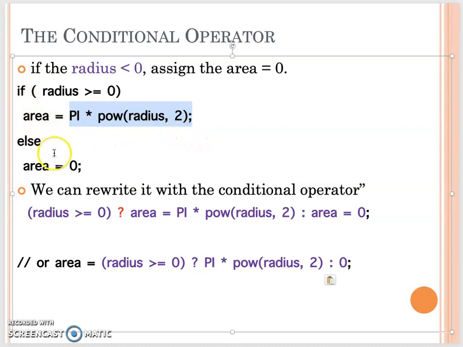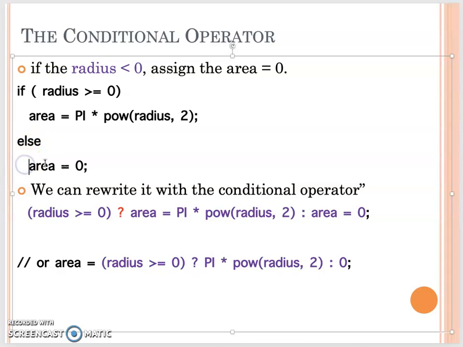So in the if-else statement, we have: if the radius is greater or equal to 0, then I can calculate the area equal to pi r squared. Else, let's just assign the area equal to 0. So this simple if-else statement, we can rewrite with the conditional operator.